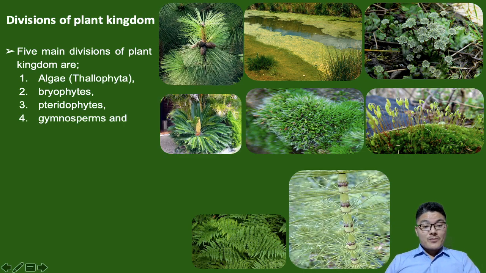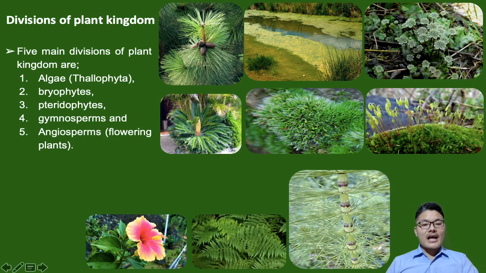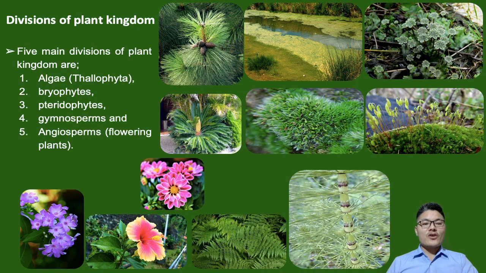We also have gymnosperms, non-flowering plants, which include pine trees. So gymnosperms are non-flowering plants. And the 5th division of plant kingdom is angiosperms. Angiosperms are flowering plants. So you need to remember these 5 different divisions of plant kingdom. We'll discuss in detail about each of these divisions one by one in other videos.